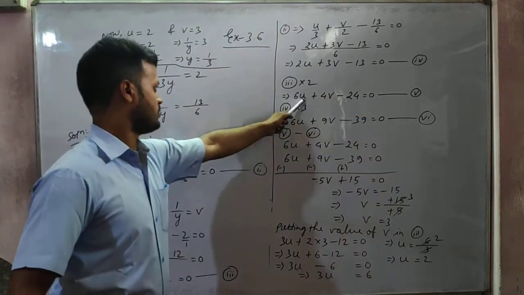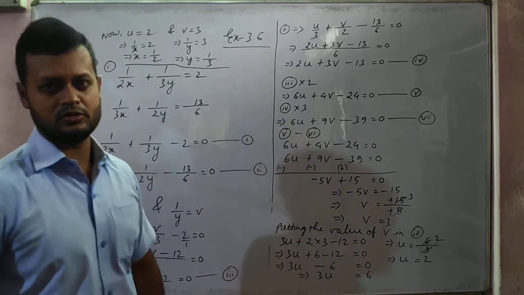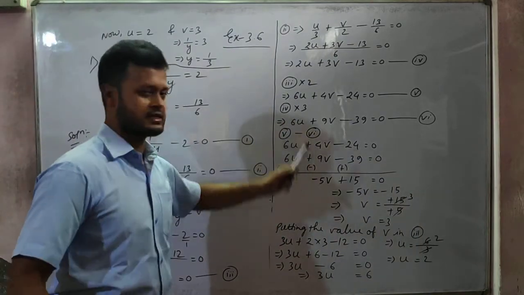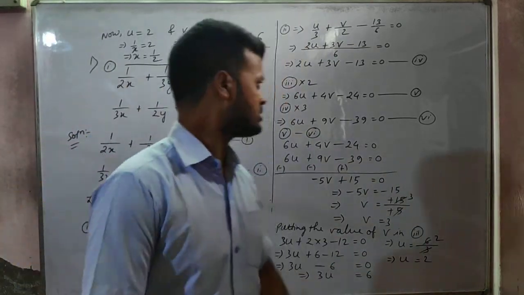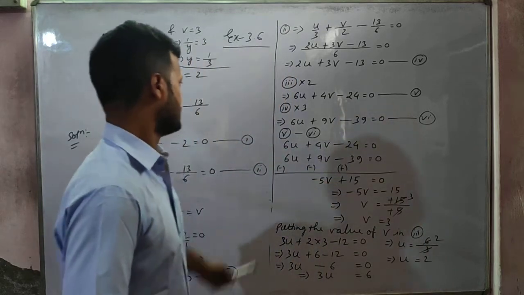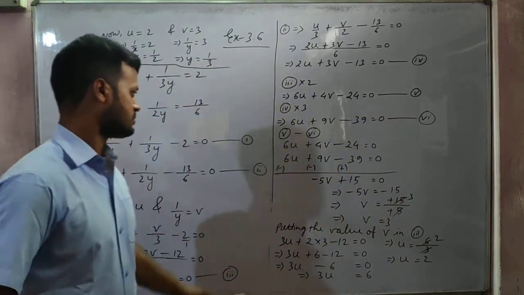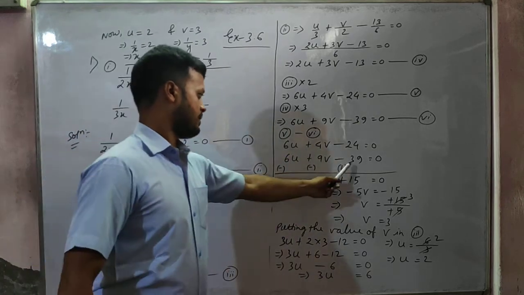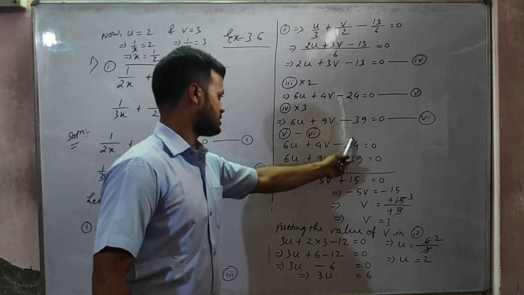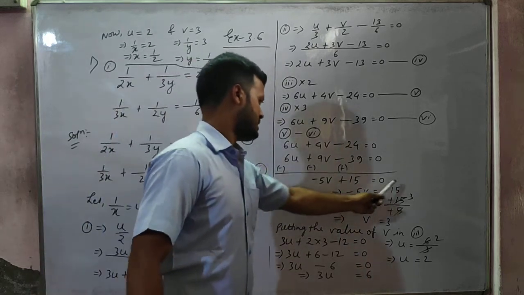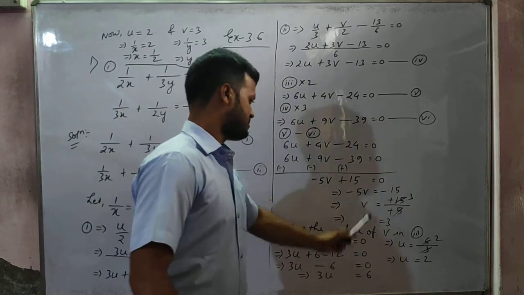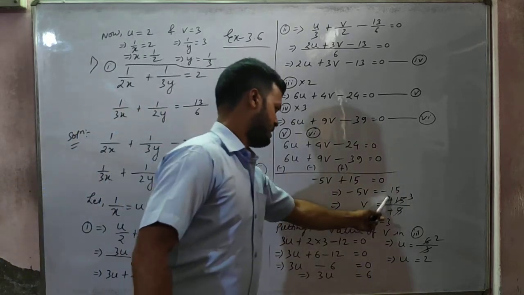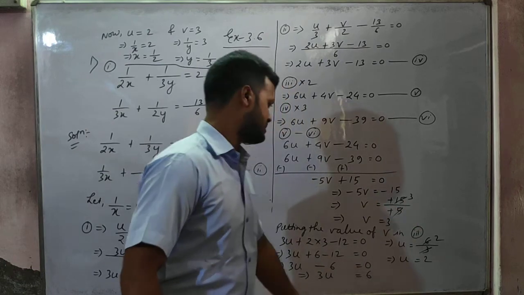Now before 6u there is a plus sign, and here also before 6u I am getting a plus sign. Both are plus, so the sign is same. If the sign is same, then you have to subtract. So equation 5 minus equation 6. 6u and 6u cancel. 4 minus 9 will be minus 5v. Plus 39 minus 24 will become plus 15. You take it to the right hand side, it will become minus 15. Minus 5 is multiplied here. If you take it to the other side, it will get divided. Minus cancels. With 5 we cancel 15, 3 times.